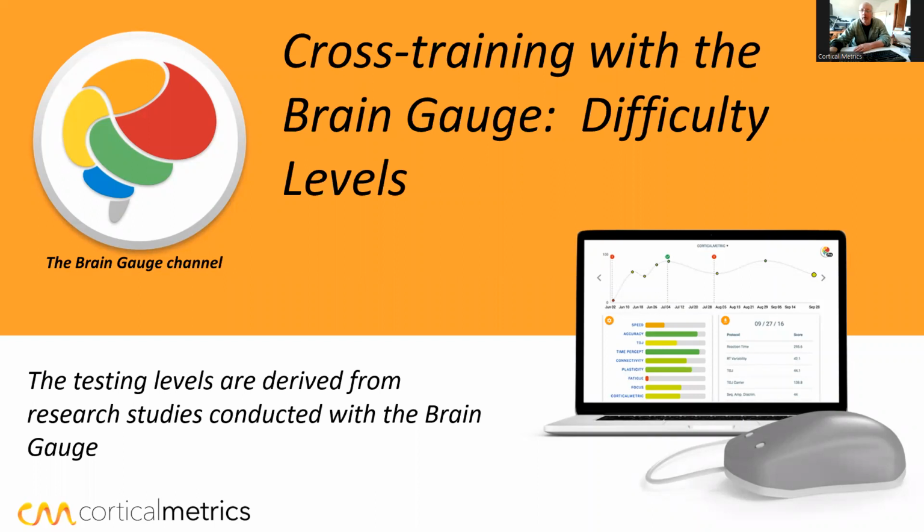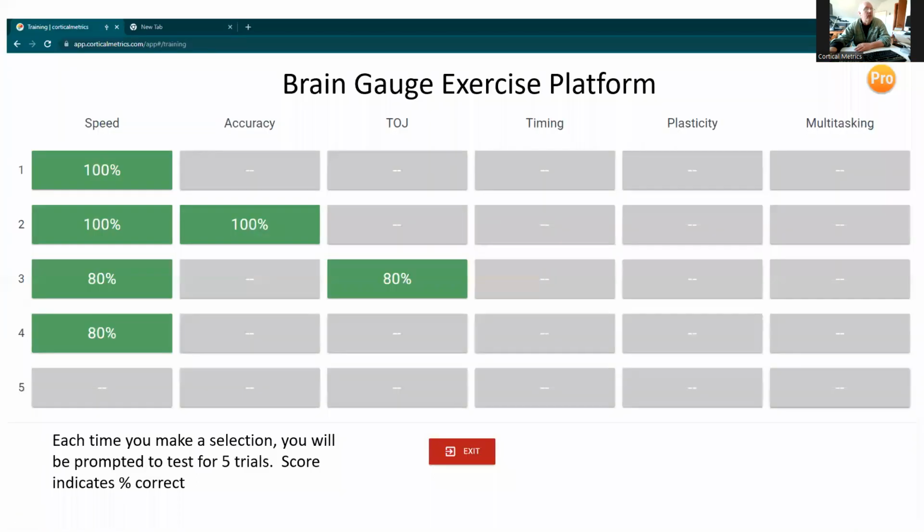I'm Mark Timerdall, and we'll talk real quick about cross-training with the Brain Gauge again. We're going to talk about the difficulty levels. Just as a reminder, for those of you who have started with the Brain Gauge brain training platform, let's take a look at the exercise platform that you have. These are the different tests, and these are different levels. The levels should be thought of in terms of difficulty. One is the easiest, and five is the hardest.